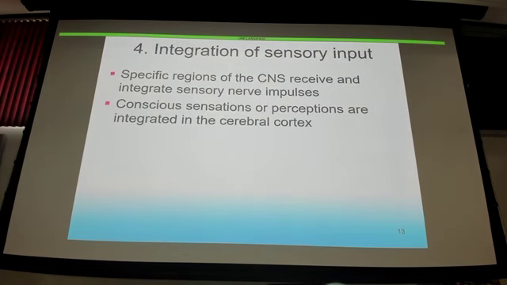Last part here is if we're going to take a sensory and send it to the CNS, there are specific parts of the CNS that will evaluate and integrate every different sense that comes in. That's what we learned with our brainstem and our nuclei, all of those. And so conscious sensations or perceptions have to reach the cortex. In other words, you've got to reach the cortex before you become aware of it and can perceive it, meaning you can evaluate what it is, you can tell. That's the whole way that we do stimulus input.